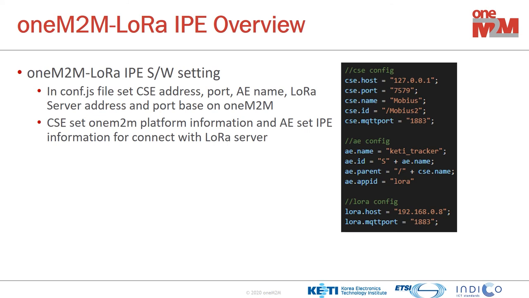So in the project folder, there is the conf.js, which is a configuration file. And you can change the settings for the oneM2M platform that is working with this LoRa IPE, especially the IP address and the port and the other IDs and names. And also for the MQTT, we are again using an MQTT broker. If you install the broker somewhere, then you should put the host address here. That's the minimum modification that you need to do in the conf.js.